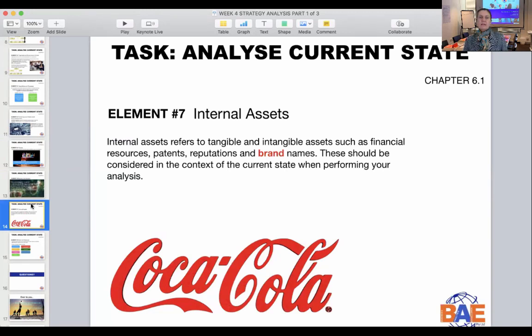All right, so element 7 is around assessing the internal assets. Now, with internal assets, we're referring to some of those tangible and intangible assets, such as financial resources or patents, the reputation of the organization, or any brand names that the organization possesses. These should be considered in the context of the current state when performing your analysis.